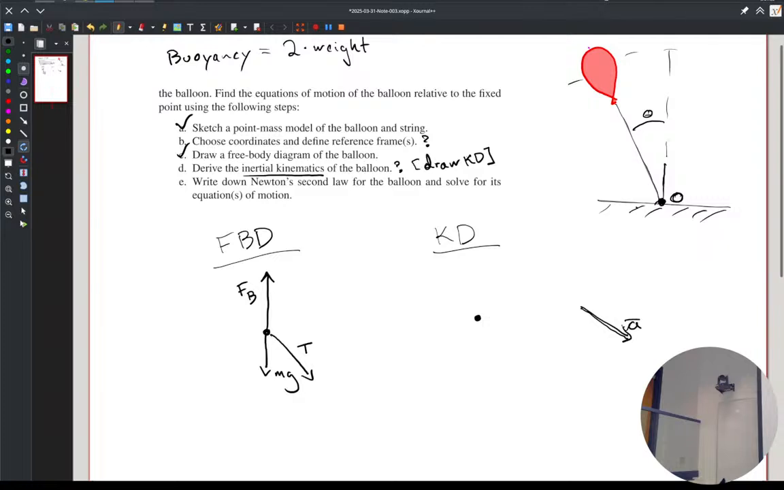When you're creating the equation of motion, really what we're doing is describing the equation that's going to be true all the time, whether the balloon is over here or straight up and down.